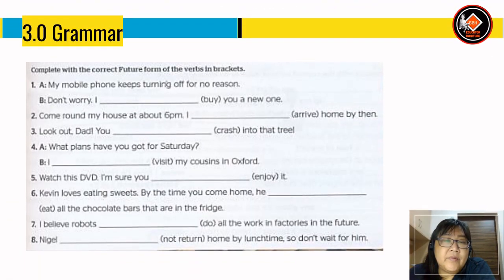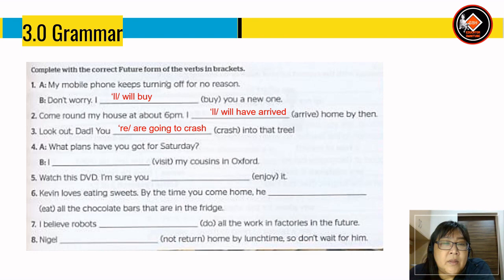Now complete with the correct future form of the words in brackets. So let's get number 1. My mobile phone keeps turning off for no reason. Don't worry. I'll buy or I will buy you a new one. Number 2. Come around my house at about 6 p.m. I arrive home by then. So I'll have arrived home by then, or I will have arrived home by then. Look out that you crash into that tree. You are going to crash into that tree.